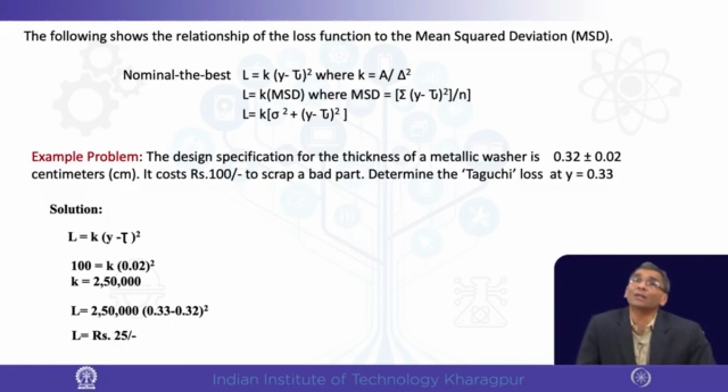Similarly, there is larger-the-better and smaller-the-better. I will not go into all this detailed discussion here, because those are all available in plenty. You can see them if you want, and the calculation too. Say, for example, without going into much of the theory, a metallic washer which is 0.32 plus or minus 0.02 centimeter. Now if the scrap cost is 100 rupees, what would be the cost when y is equal to 0.33? You will find the formula given here, that deviation means a cost.